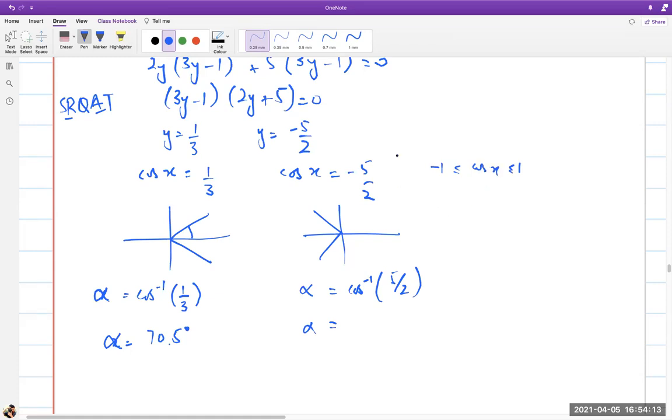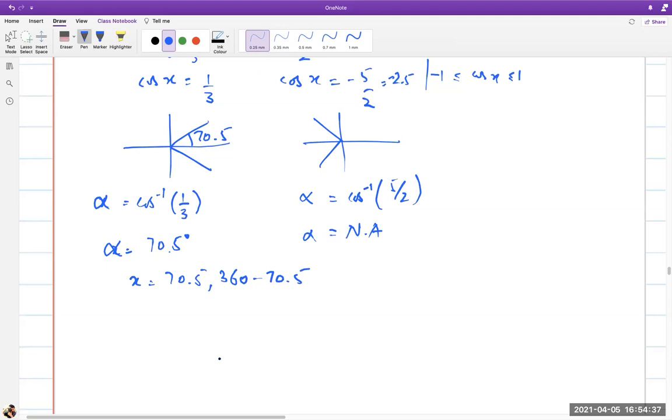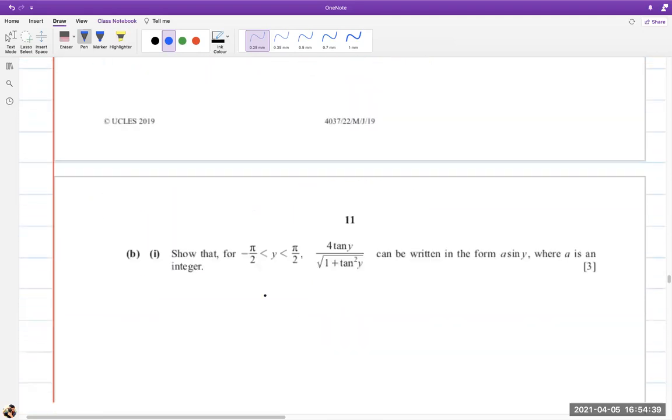Yes, sir, I was about to say. And this is that, -2.5. So this is way out of the range. So this is a nonsensical proposition, getting cos inverse of -2.5. So only this is left for us. So for theta, x is going to be 70.5 and 360 minus 70.5, whatever that comes out to be. So 290.5 or 289.5, whichever it comes to.